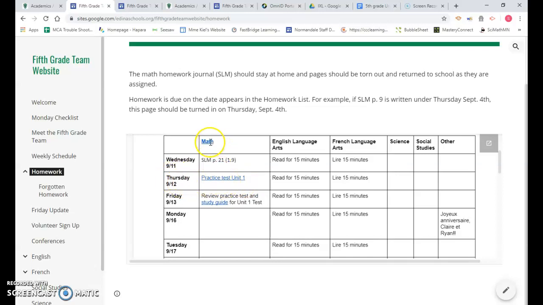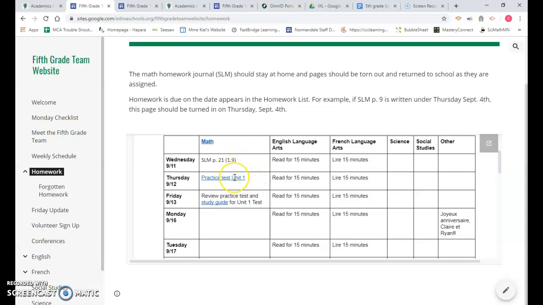Also, there are a couple of live links. This link will take you to the Everyday Math webpage where you can get all of the homework pages that are in your student's math journal. So if they forget their journal at school or can't find it momentarily, you can get the homework pages on this site and print them, and students can turn them in that way.